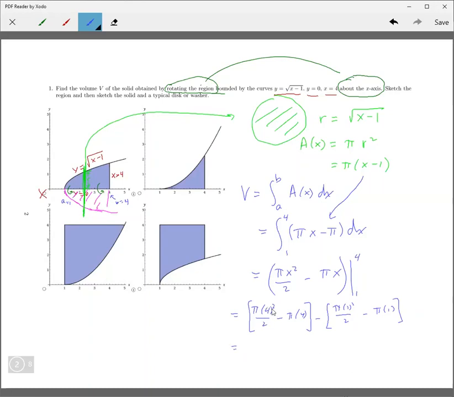So let's see, that's going to be 16 pi over 2 minus 4 pi, so that's 8 pi over 2. Now distributing this in, that's minus pi over 2, and then plus 2 pi over 2. Let's see, 16 minus 8 minus 1 plus 2, 9 pi over 2. So 9 pi over 2 is going to be the answer.